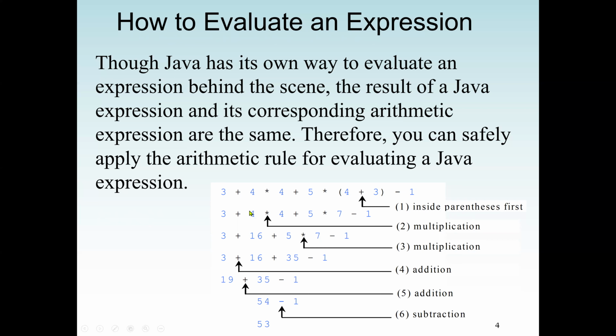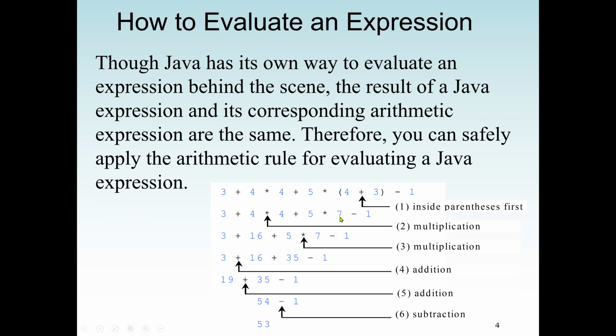For example, here we have 3 plus 4 times, again, asterisk means times, 4 plus 5 times 4 plus 3 minus 1. So parenthesis is first. So we are going to do addition first. And 4 plus 3 gives us 7. So we have 7 here.